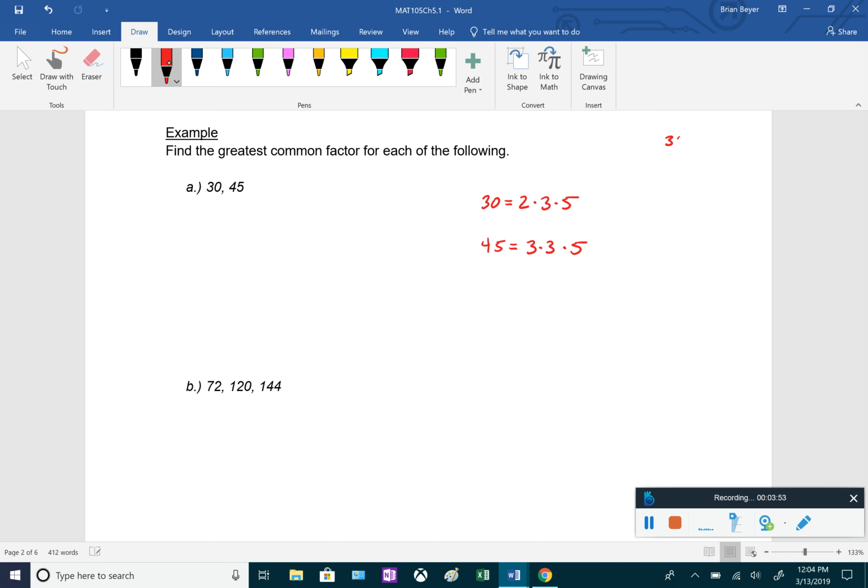I'll do this one on the side, showing how I got that. 30, we can break it up as 2 times 15. 2 is prime. We can break up 15 as 3 times 5. 3 and 5 are prime. So that's how I got those numbers. You can practice that for these examples. Now we look at the ones that they have in common. They have a 3 and a 5 in common. So the GCF for 30 and 45 is going to equal 3 times 5. We multiply them, which is 15. So the GCF between 30 and 45 is 15. It's the largest factor that they have in common.